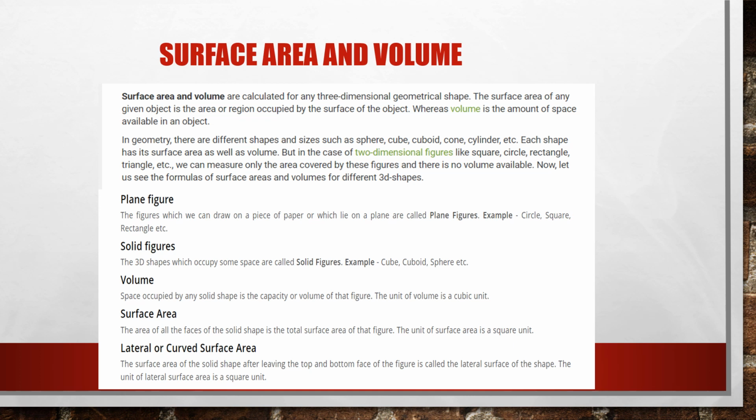And one more term we will discuss here, that is the lateral surface area or curved surface area. In the case of lateral or curved surface area, we are not taking the bottom and top. If we leave the bottom and top surfaces, in that case we are talking about the lateral surface area. So all these terms we will use in finding the surface area of a given object.